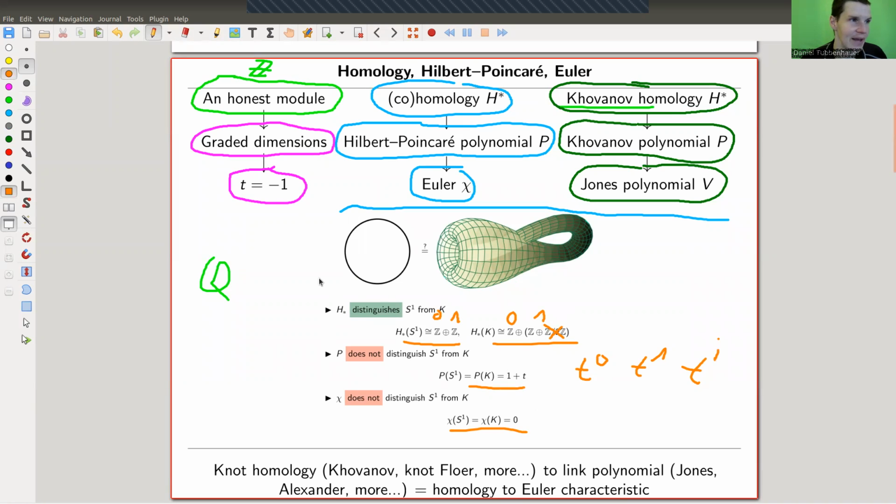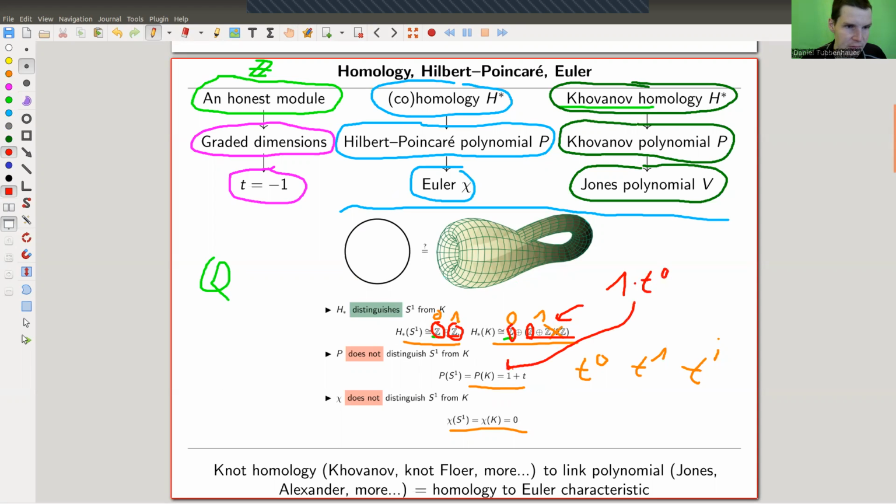Let me try to explain that again, since something very similar works for Khovanov homology and the Jones polynomial. I have these graded vector spaces, degree 0 and degree 1, and they are invariants that distinguish, in this case, the circle from the Klein bottle. If you take dimensions, this term here dies because it's torsion. Let's just say it dies, and the only things that remain are this part in degree 0 and this part in degree 1, and I just collect that in a polynomial. So I have dimension 1 in degree 0, and it's t to the 0.